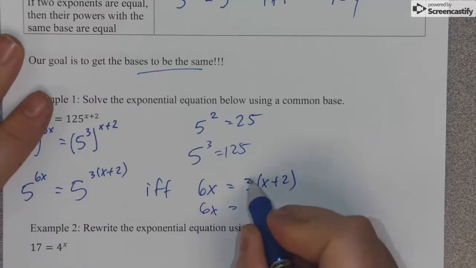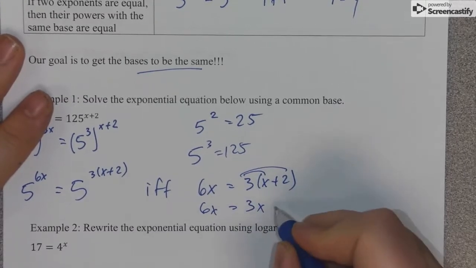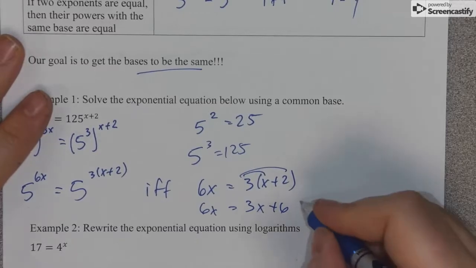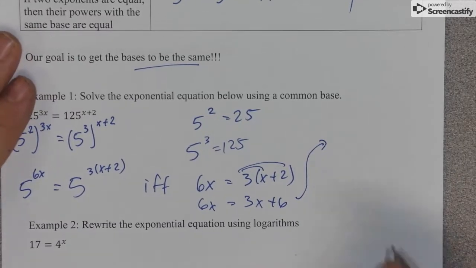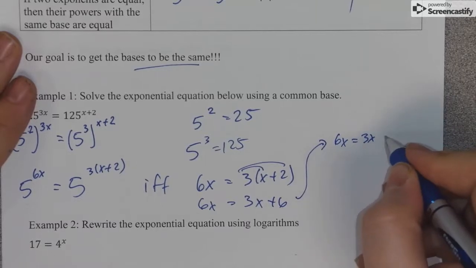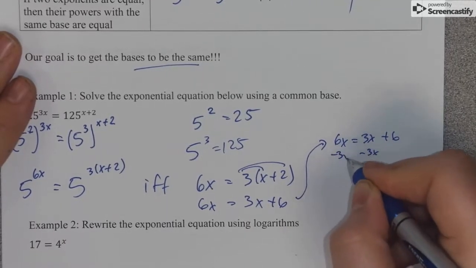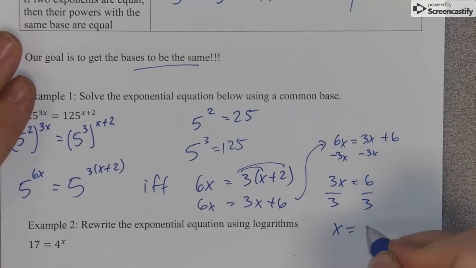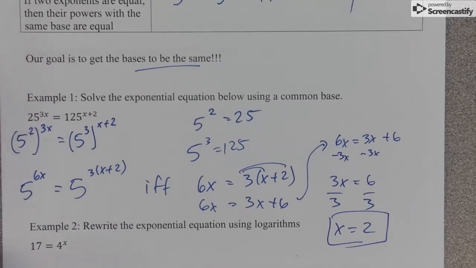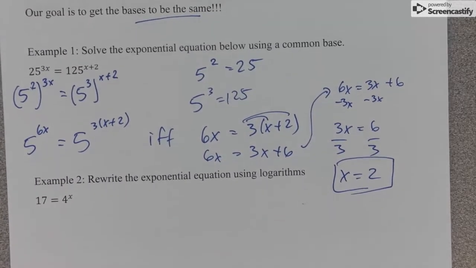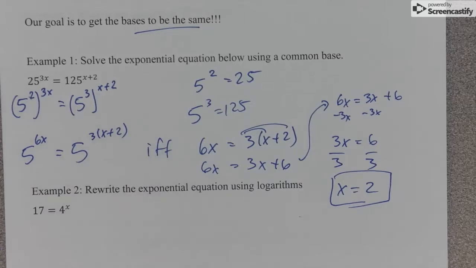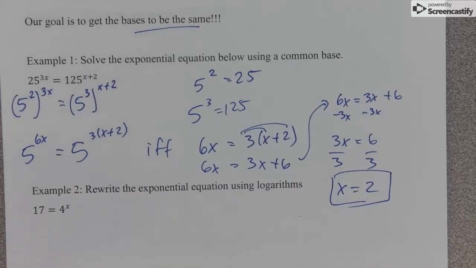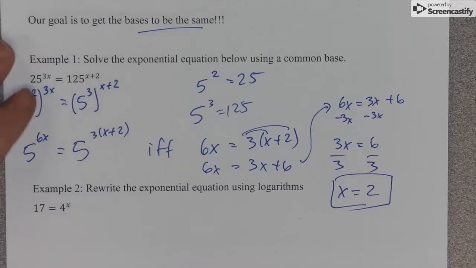Now I can solve this and figure out what x is. 6x equals, distributing the 3, 3x plus 6. Subtract 3x from both sides, so 3x equals 6. Divide both sides by 3, so x is 2. You could double check this by plugging 2 into your original equation, and you would see that both sides are equal to each other. As long as your bases are the same, you can use this property of equality for exponents.